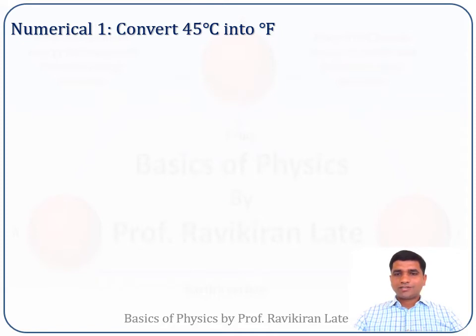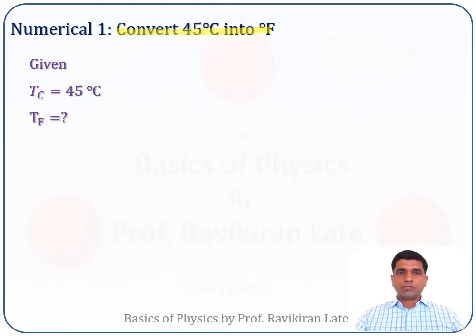Now based on the theory, we will consider some numericals for the conversion of temperature from degree Celsius to degree Fahrenheit and degree Fahrenheit to degree Celsius. So let us consider the first numerical: convert 45 degrees Celsius into degree Fahrenheit. We have to convert this degree Celsius into degree Fahrenheit. It is given Tc, the temperature in Celsius scale, is 45 degrees Celsius, and the temperature in Fahrenheit scale we need to calculate.